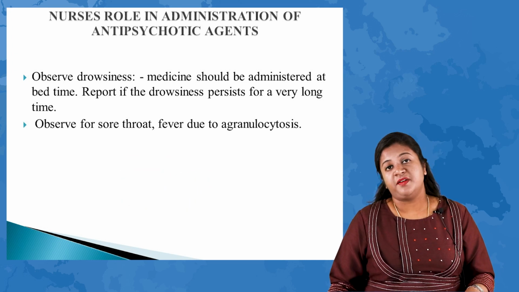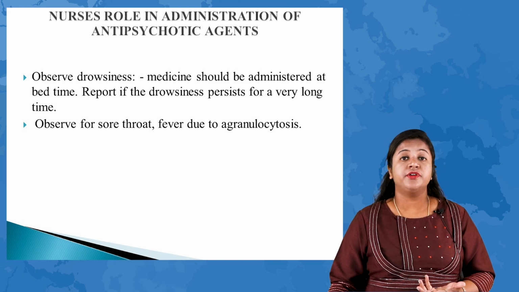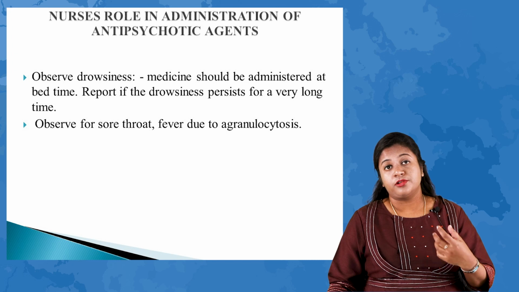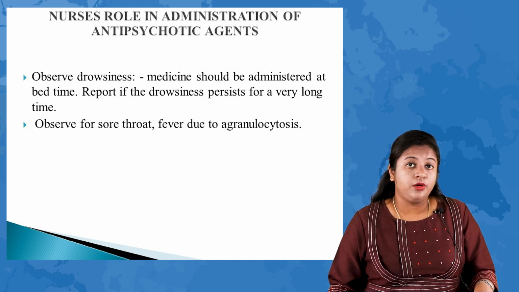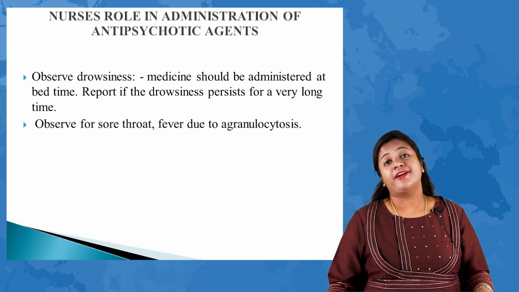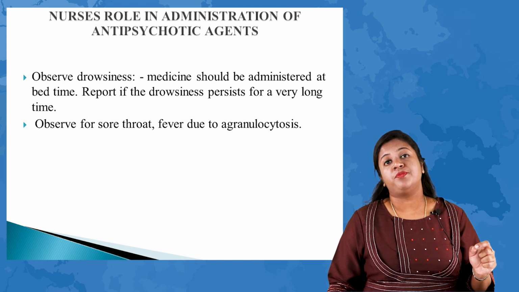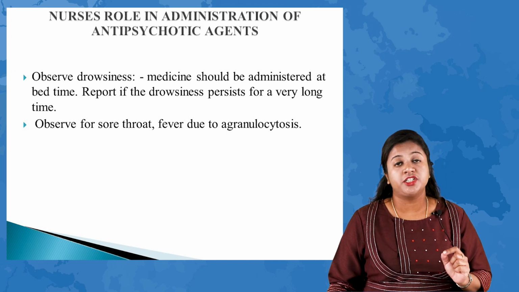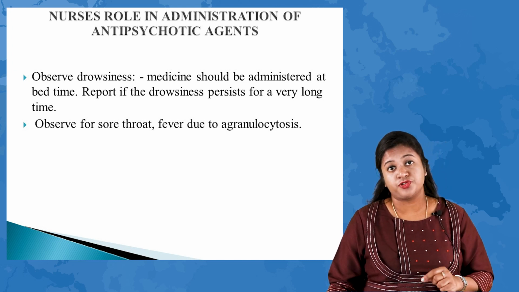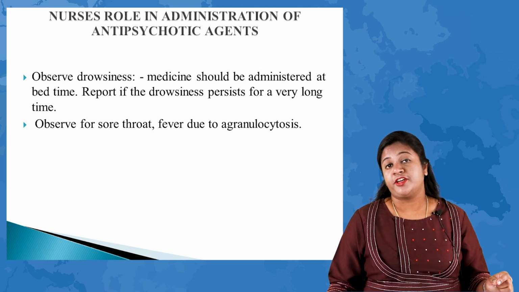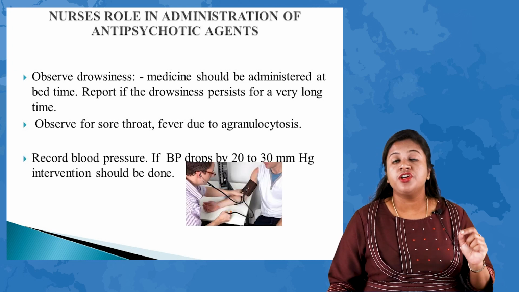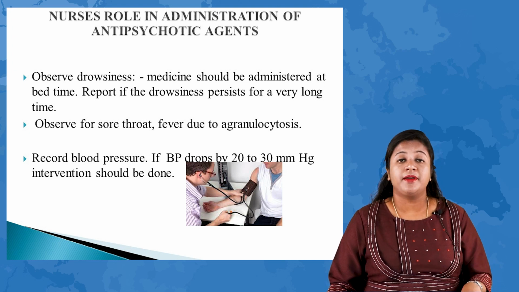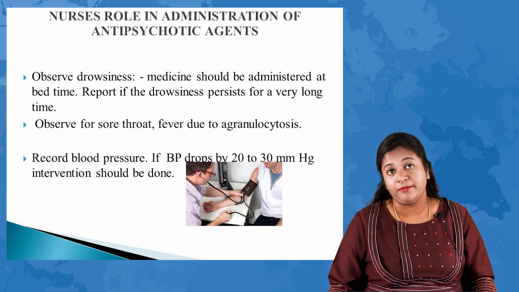Observe if the patient develops any sore throat, fever, or malaise, which indicates the patient has already developed an infection because of agranulocytosis. This is very important when the person is on the drug clozapine, and you need to monitor WBC counts and granulocyte counts so that you can prevent these infections in the client. Monitor the blood pressure. If the BP falls by 20 or 30 mmHg, the intervention should be done immediately.